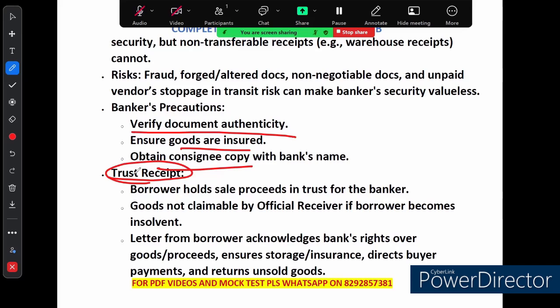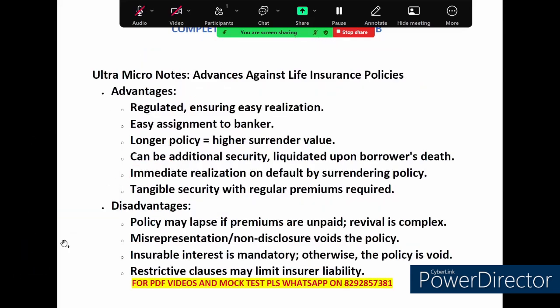It is a document where the borrower holds the goods or proceeds from the sale of the goods in trust for the bank. Okay, so these are the important points related to the trust receipt. To summarize, inspection and trust receipt help banks ensure that goods used as security are safe and well managed. Now let's talk about advance against life insurance.